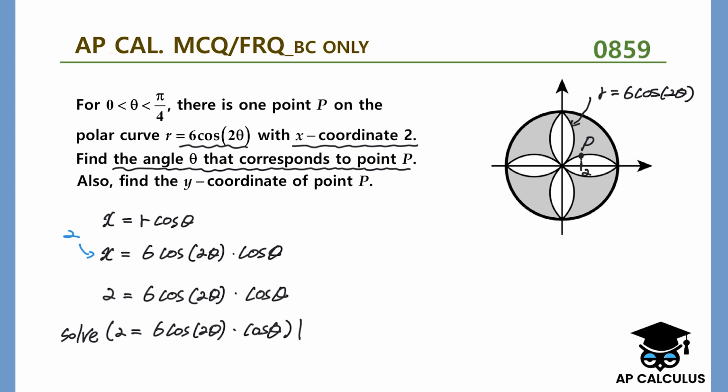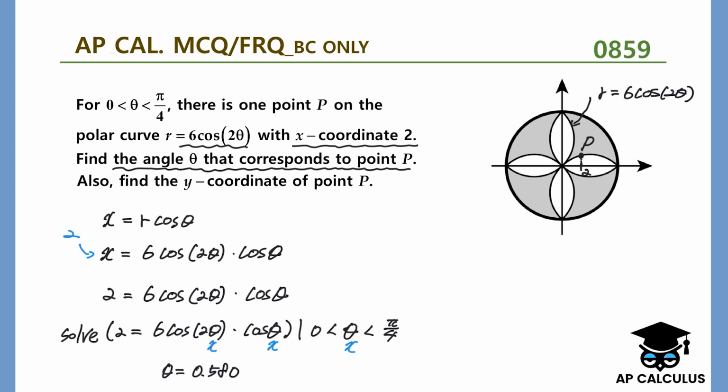And we're looking for the angle theta in the interval from 0 to pi over 4, right? Instead of theta, we can use x when we type this in our calculator. So if we use our calculator, that gives us theta is equal to 0.580. So that's our angle theta.